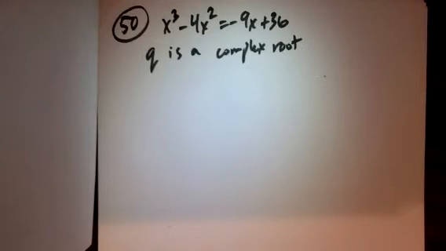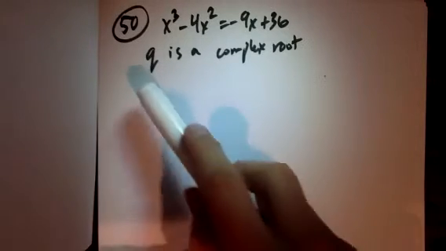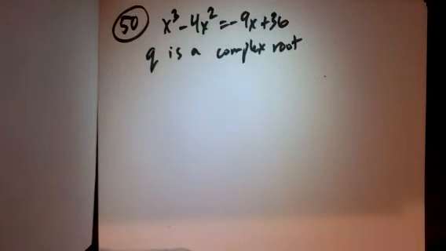This is the solution to problem number 50 from the Math Level 2 practice exam. So this is a polynomial equation, x cubed minus 4x squared equals negative 9x plus 36. Then the question relates to a point. Well, q is a root, but more specifically, it's a complex root of this equation.